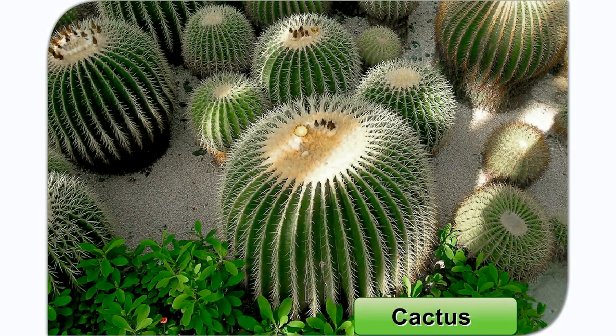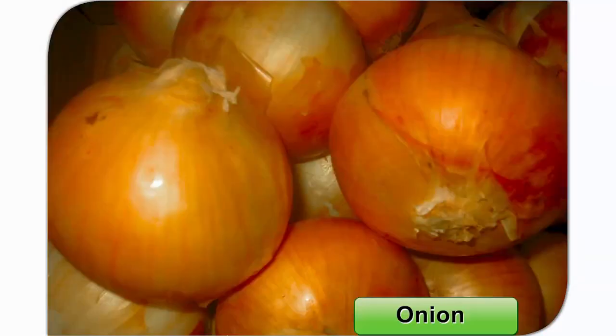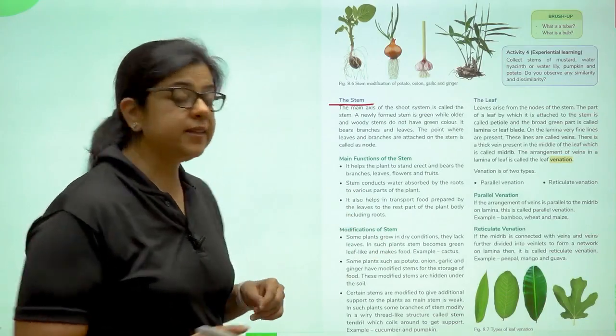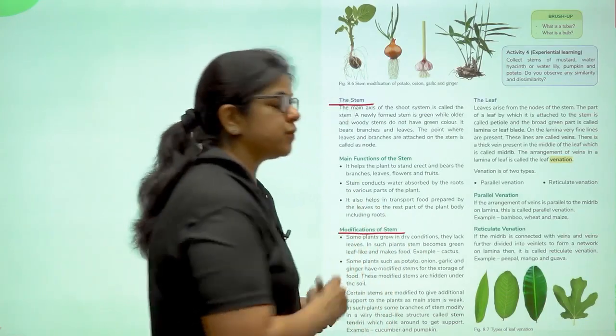Some plants like cactus manufacture food in their green fleshy stems. Stems like potato, ginger and onion store food. In some plants like grapes, the stem is weak. Some of its branches are modified into thread-like structure called stem tendrils. Let us now understand the various modifications of stem.